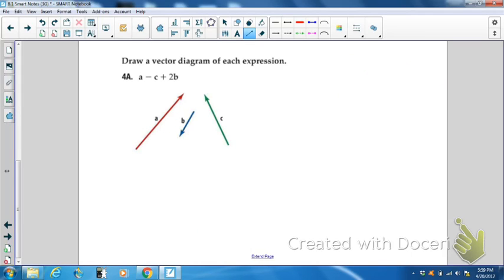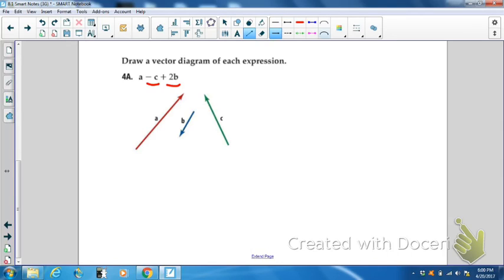Okay, for the second one here, it says draw a vector diagram of each expression. We have a minus c plus 2b. So the a is going to stay the same because it's positive. Negative c means that the c vector is going to go in the opposite direction. And plus 2b means for b, the direction is going to stay the same, but we're going to double the length. And then we're going to basically play a little connect the dots here.